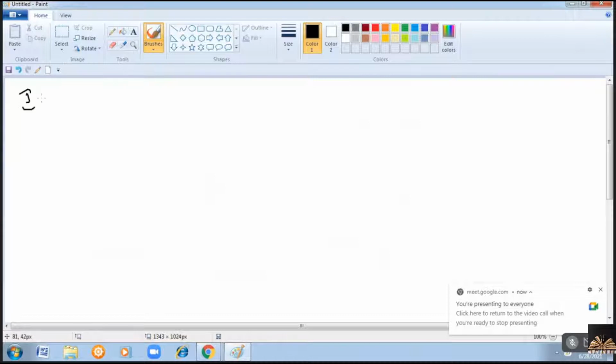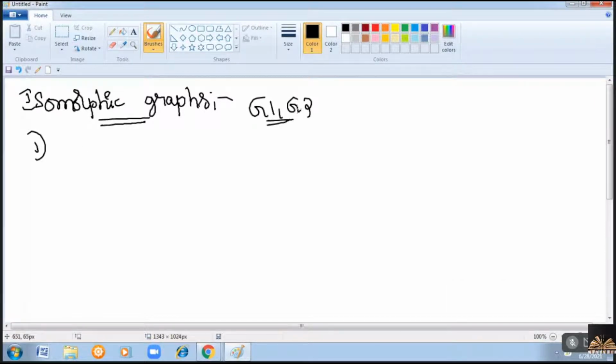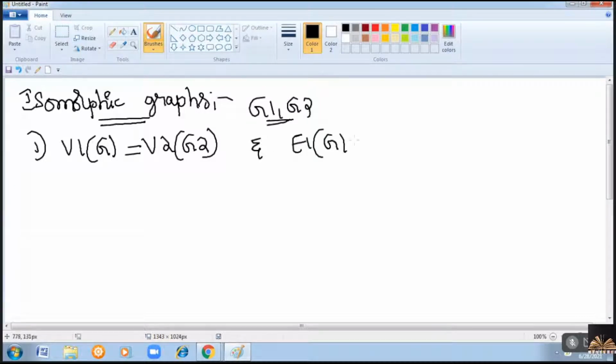So the next topic is isomorphic graphs. So let us see what are the conditions to be satisfied. First condition: when two graphs are given, let us assume that G1 and G2 are the two graphs. Then verify or compare the number of vertices in G1 and the number of vertices in G2. They should be equal. Similarly, the number of edges in G1 and the number of edges in G2 should also be equal, right? So this is the first condition to be satisfied.